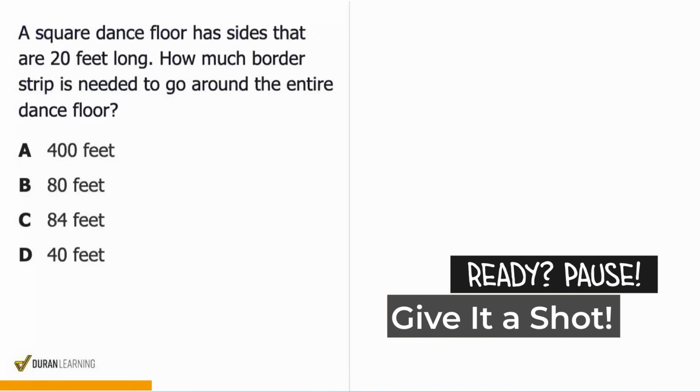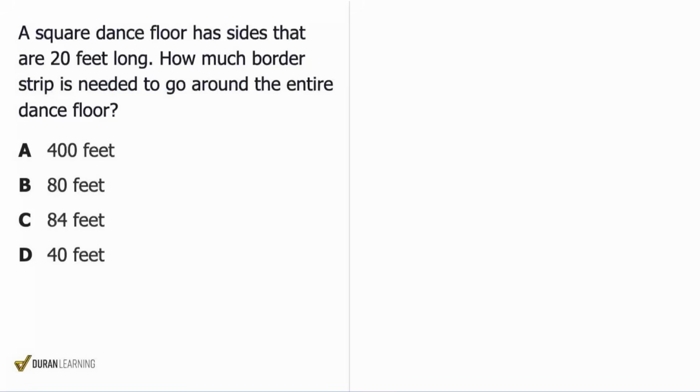Coming up here, everybody, the next question that we're looking at is asking us how much border strip is needed to go around the entire dance floor. All right, everybody, so let's go ahead and just analyze that for 5 seconds. Because when we think about this, sure, you might notice that we're dealing with a square dance floor. So let's go ahead and show that square. There we go, a little more faithful to 1-to-1.